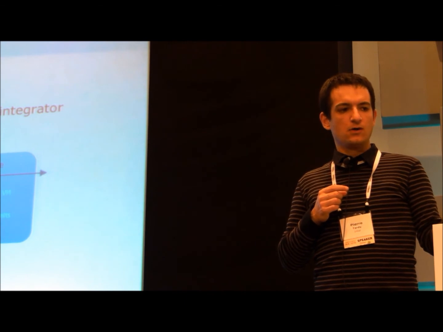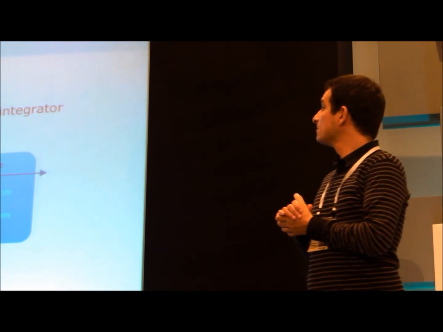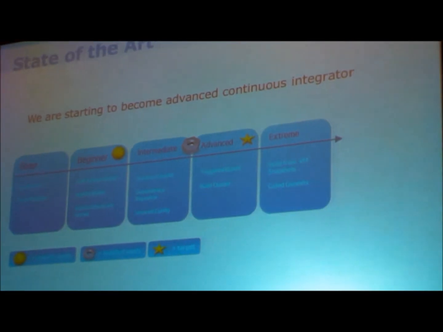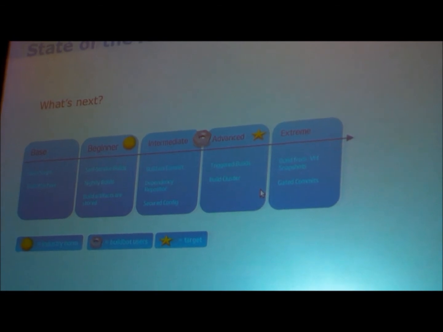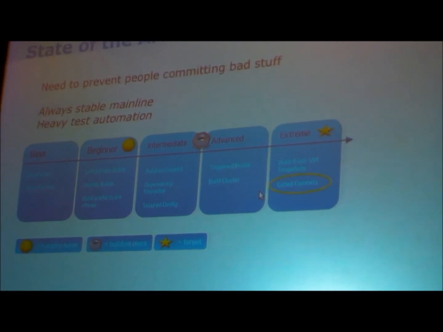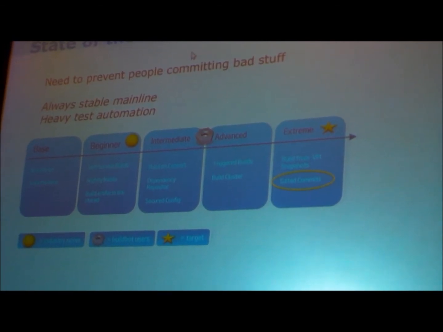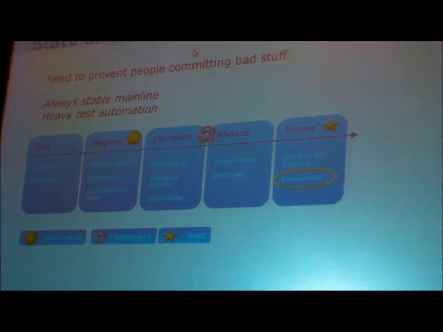So now we are starting to become an advanced continuous integrator, because you are doing build on commit. So this is autolint, autobuild, and we are doing triggered build, which is maintainer build. But what we can do next, maybe we need to prevent people from committing bad stuff.